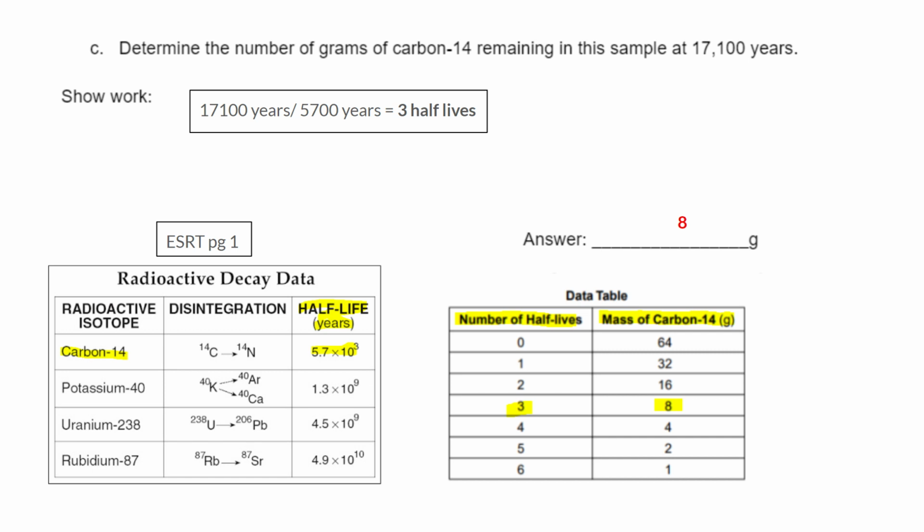Now that I know that, I can figure out how many grams of carbon 14 are left after 3 half-lives. If I go to the chart they gave me, after 3 half-lives, I'm only left with 8 grams of carbon 14. Therefore, the answer is 8 grams.